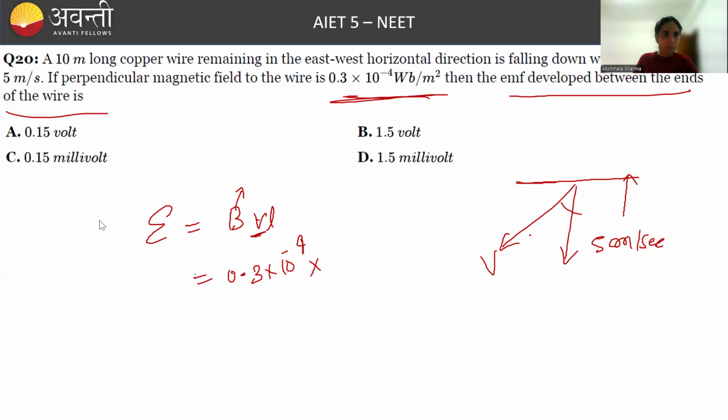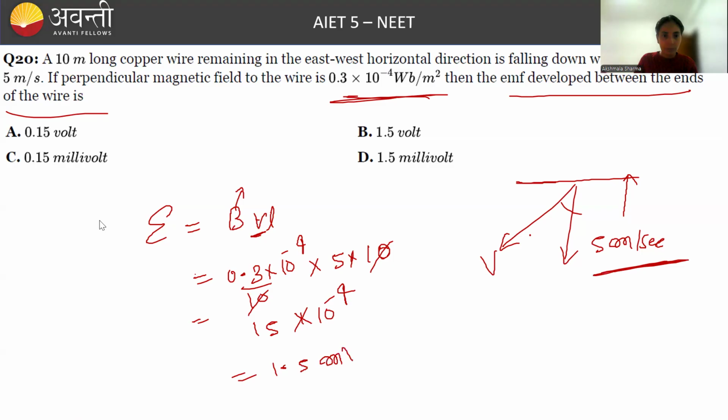Okay. Nothing is said about gravitational force, so we have to neglect it here. It is said that it is moving down with a velocity of 5 meter per second, so it is moving constantly with this. Let's put the value. The length given is 10 meter. If you solve it, this will become 15 into 10 to the power minus 4, that is 1.5 millivolt. Done. So the correct option will be D.